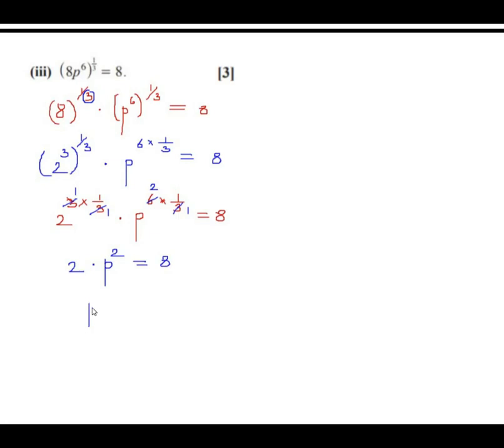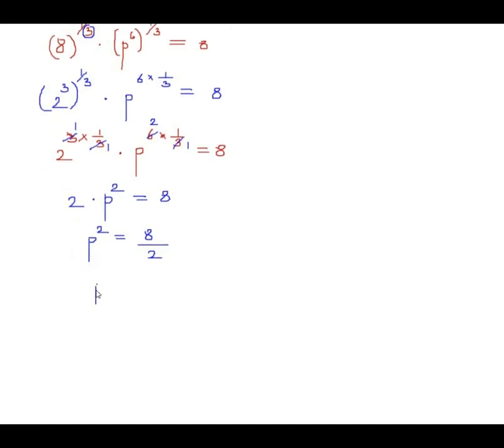So we have t squared equals 8 over 2. We get t squared equal to 4. Now using the laws of indices again, when the square goes on the other side, it becomes a square root of 4. The square root of 4 is 2. So we get the value of t as 2.